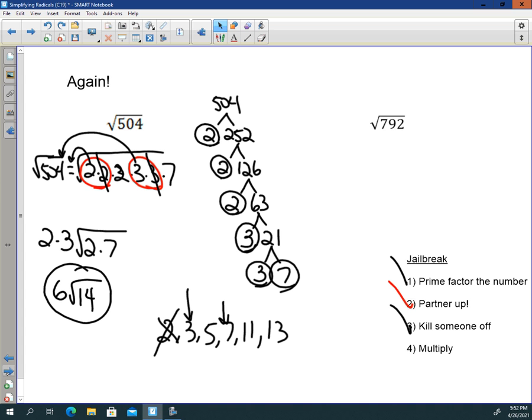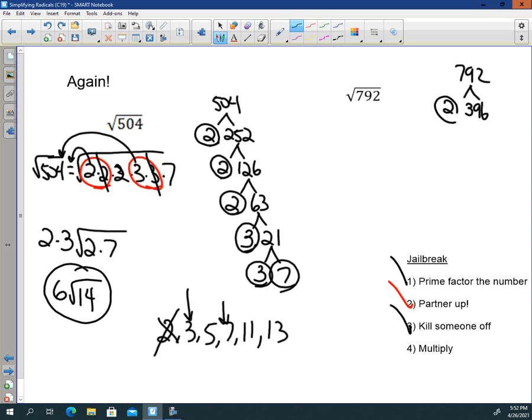All right, let's take a look at 792. Make a little room here. Start up here, 792. Let's see, can I divide it by 2? 792 divided by 2 is 396. So 2 and 396. 2 is a prime. I'm going to try to divide that by 2 again. Divide by 2. Yep, I get 198. 2 and 198. I'm going to see if I can divide 198 by 2. Divided by 2 is 99.